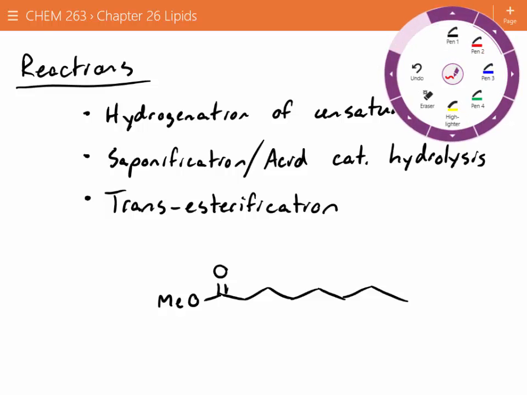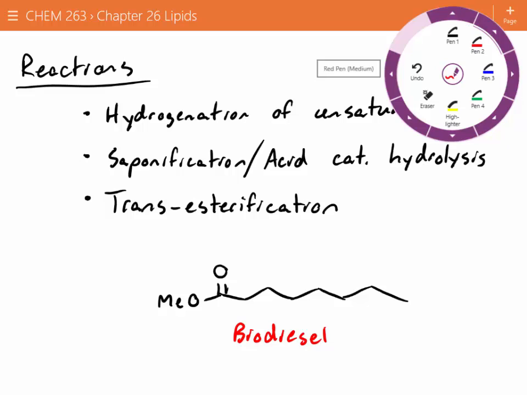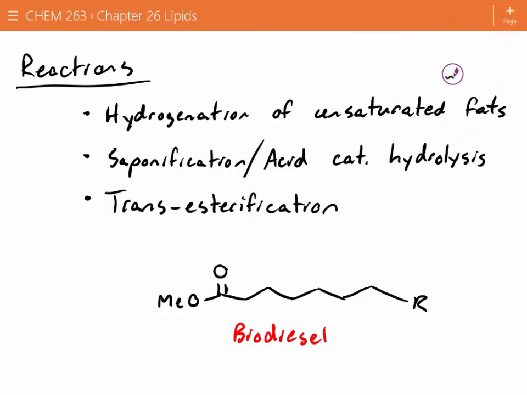What are these used for? You could think of cars. What might you put in a car? Diesel, right? So this is considered biodiesel. The R chain is probably going to be much, much longer. But by transesterifying your triglycerides, you can actually convert it into a fuel source. You can't burn regular triglycerides very easily. So biodiesel is a big booming industry right now.